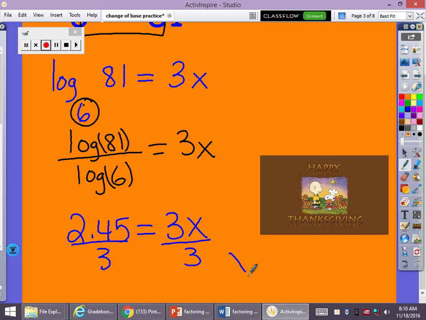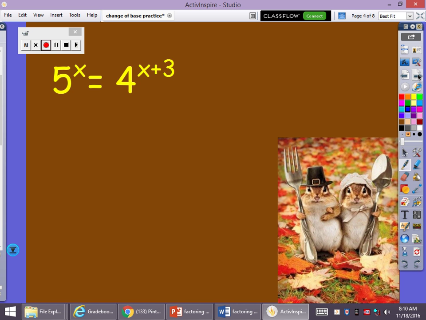Therefore, x equals 2.45 divided by 3 in your calculator. 0.8182. You don't want to have a decimal as part of a fraction. Okay. Are we good? Good? All right, moving on. Next example.